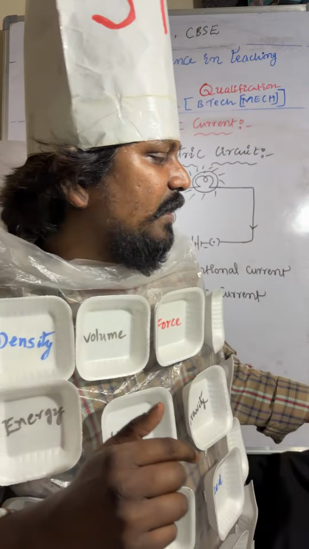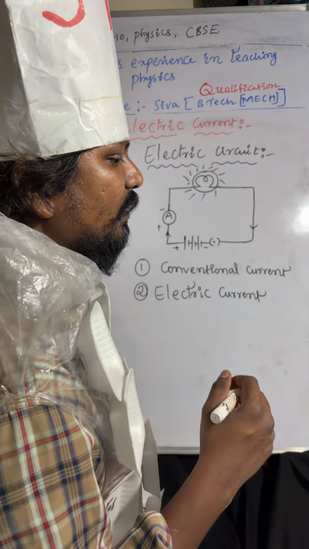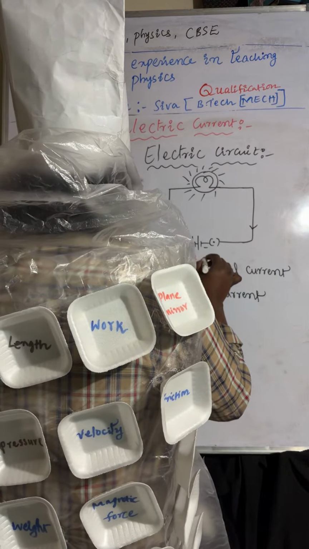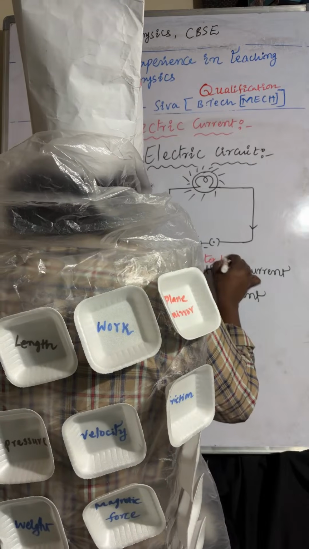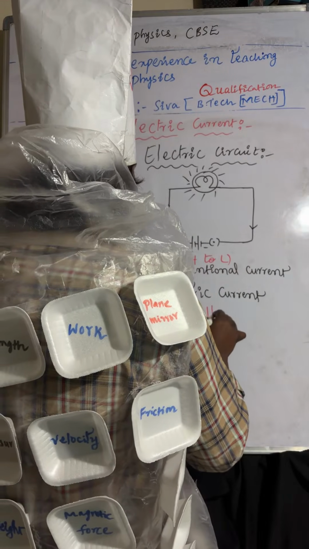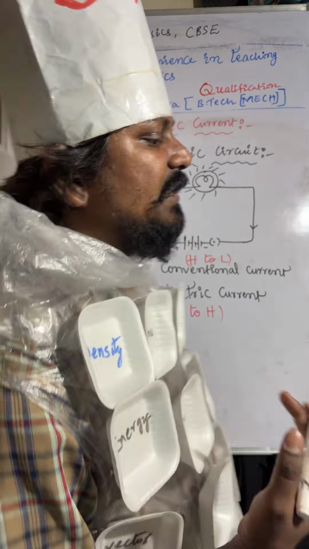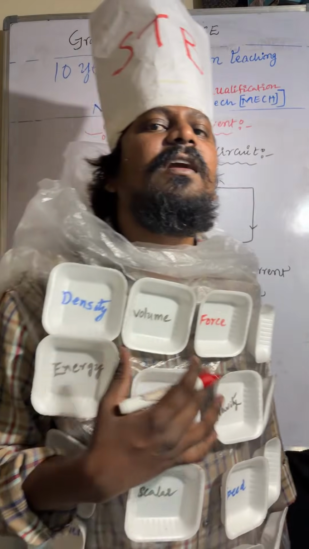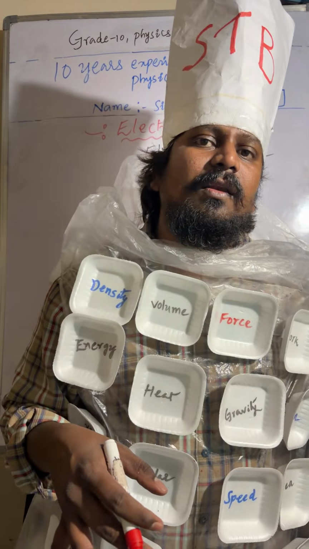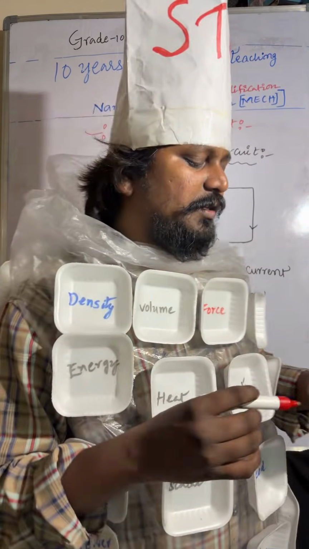One more point: positive charges will move from high potential to low potential, whereas electrons will move from low potential to high potential. Positive charges move from the positive terminal to the negative terminal. Electrons move from low potential to high potential, that is, from the negative terminal to the positive terminal.